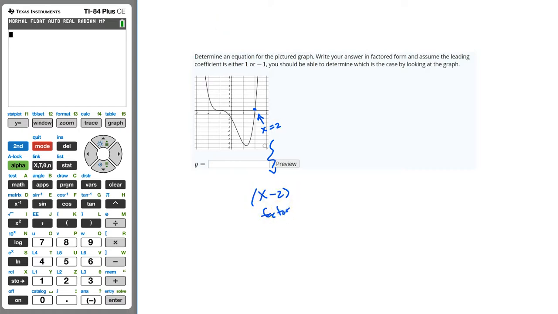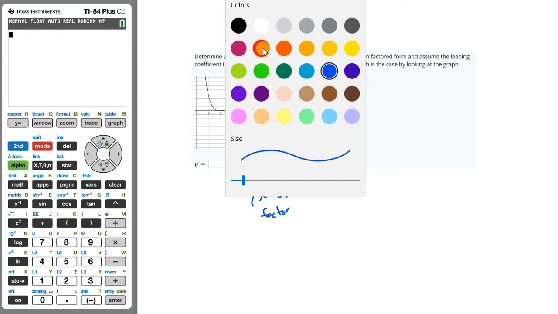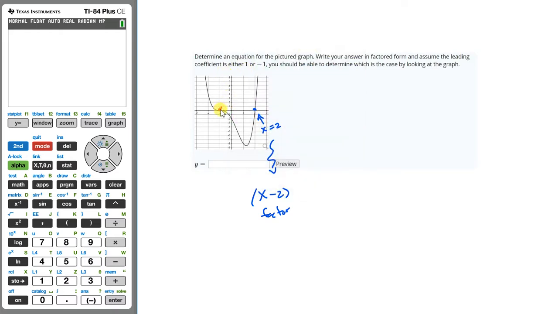Okay, what about this other one? Well, looks like we have an x-intercept at -2. Oh, actually, -1, my bad. Sorry about that. -1. And so x minus that is going to be a factor. And of course, we can rewrite that factor how? x plus 1, right?